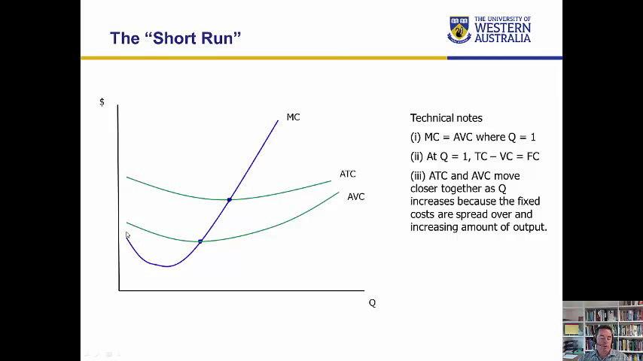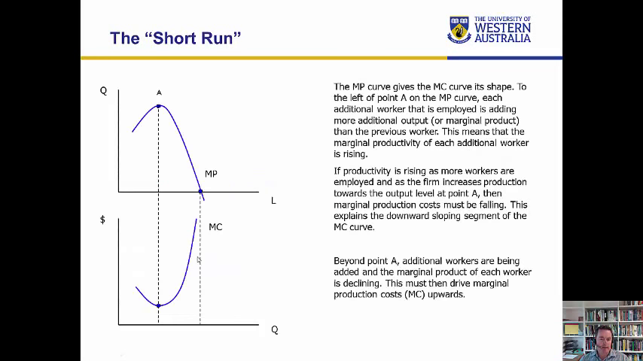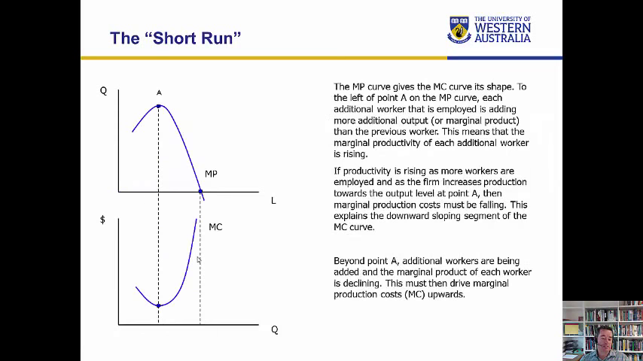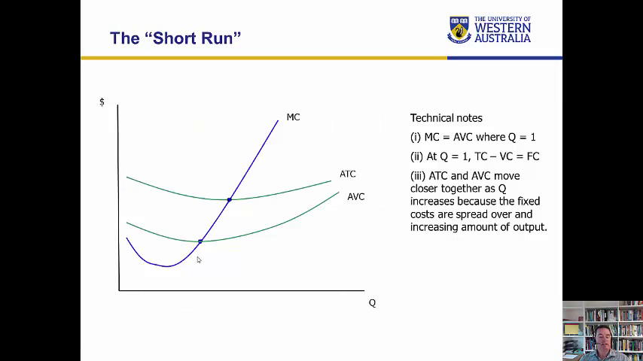Okay, so we've already worked out that the marginal cost curve has its shape because of the MP curve, and the MP curve has its shape because of the TP curve. So really, the TP curve is just a technical relationship between L and Q. Once we've got that, we've got the shape of the MP curve. Once we've got that, we've got the shape of the marginal cost curve. So really, the marginal cost curve is almost determined by the technical relationship between labour and output for a fixed level of capital.